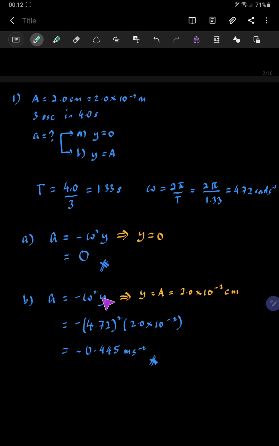And then for the second part, a equals negative omega squared y. Now we are talking about the amplitude, so y equals A, which is 2 times 10 to the negative 2 meter. We just substitute into this equation, where omega calculated just now is 4.72, giving you acceleration equals 0.445 meter per second squared. Remember, the negative represents direction, which is opposite to the displacement, or it is always towards the equilibrium. So this is how to answer question number 1.